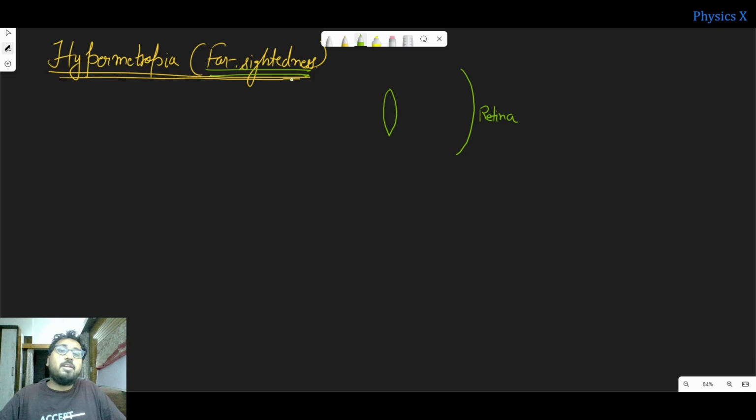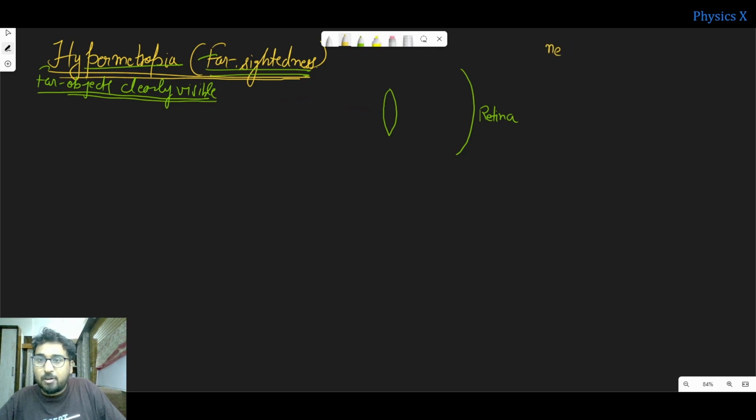Far-sightedness means the person can see faraway objects clearly. That is how you can learn. Hypermetropia means far-sightedness. Far-sightedness means far objects are clearly visible. So nearby objects are not clearly visible. For this, we can understand that nearby objects are not visible properly. So the near point is what? We know that the near point of a normal human eye is 25 centimeters. So the near point is greater than 25 centimeter.